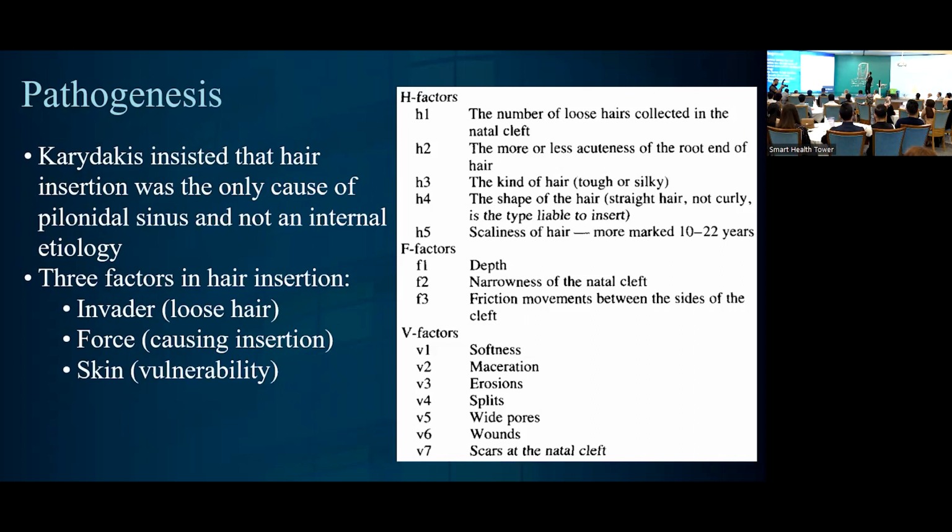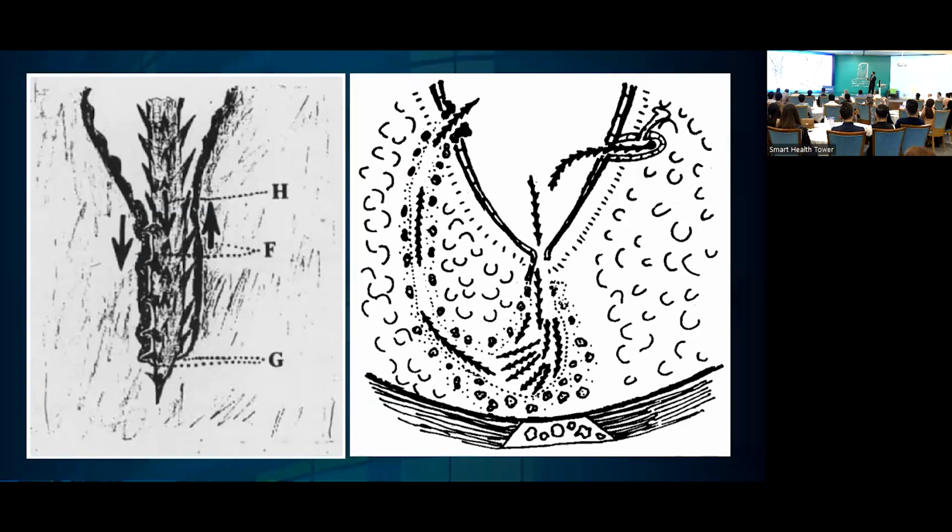So you can see that some of the factors related to the hair itself include the number of hairs that are shed, meaning the more hair that you shed from your head and from your back, the higher your risk. Then there is the acuteness of the root of the hair, because these are from his two papers. I think this one is from 1991.